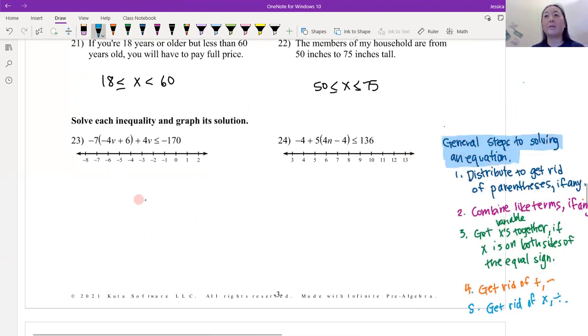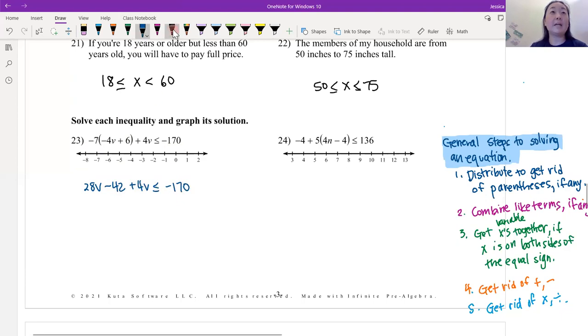Okay, so here we go. Distribute to get rid of any parentheses. Yep, we have parentheses that we can distribute. I'm just going to do the distributing down here. I don't know why this is so close; it's just the way the program is. So negative 7 times negative 4v is 28v. Negative 7 times 6 is minus 42, plus 4v less than or equal to negative 170.